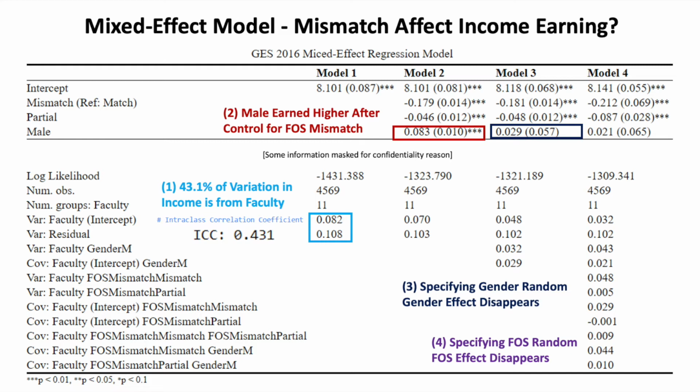By comparing this, we add these two together, and then divide the faculty variance by the sum of these two, and we get 0.431. The technical term for this is called the intra-class correlation coefficient.